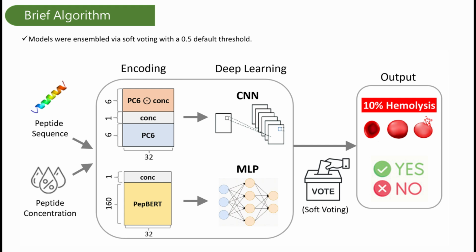Soft voting with a 0.5 threshold was used for model ensembling. Samples with output probabilities above 0.5 were classified as hemolytic.